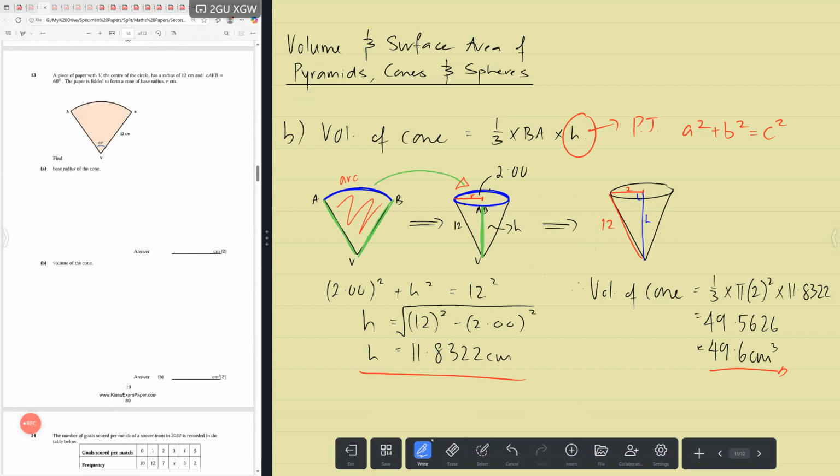And then we use this value to find our volume of the cone. All right, so that's it. This is one of the examples involving cones.